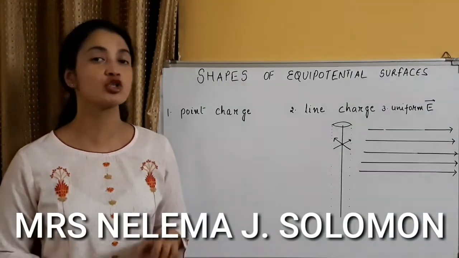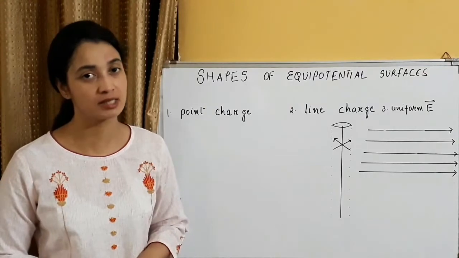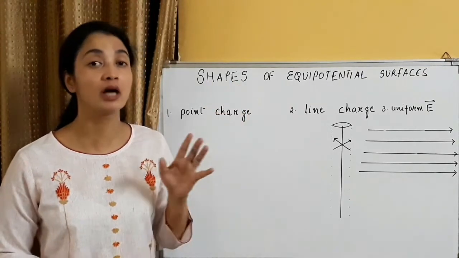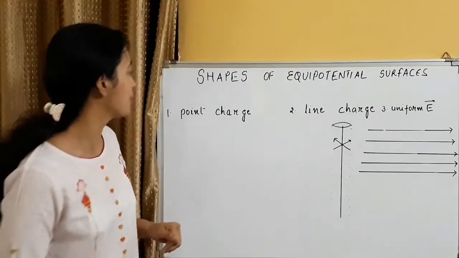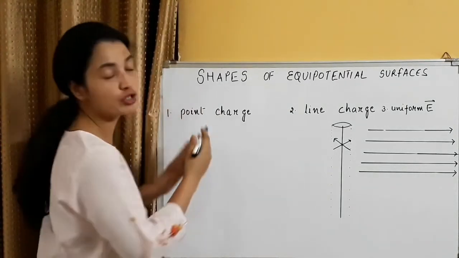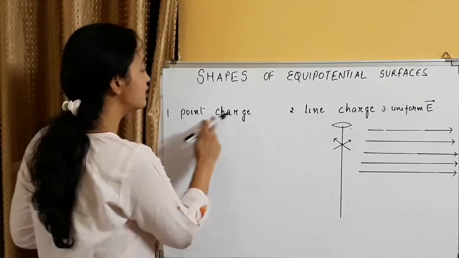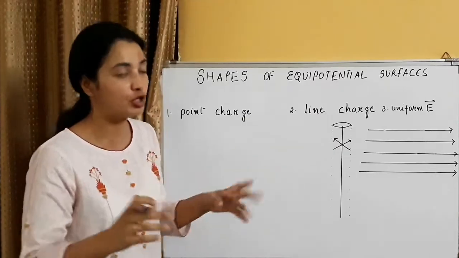In this episode today we will be studying about shapes of equipotential surfaces. We have already done the equipotential surfaces and their characteristics. Today we will see the shapes. So the first thing for which we are going to see the shape is point charge. Then we will see for line charge and uniform electric field, then for dipole.